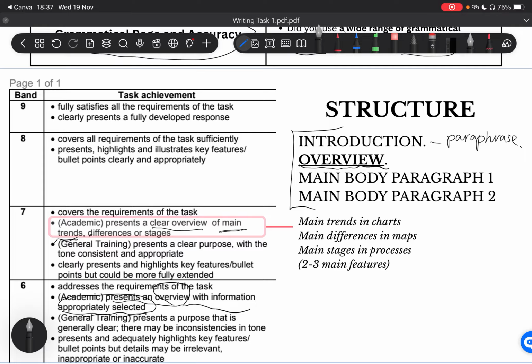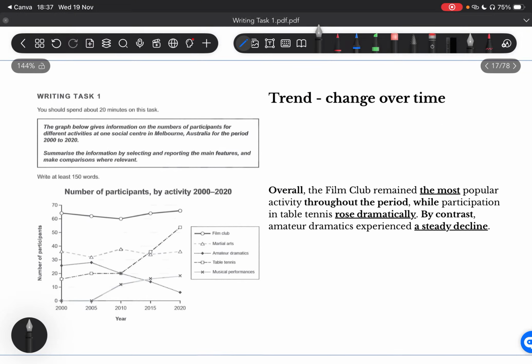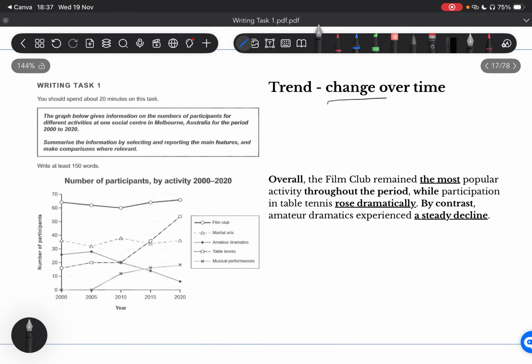So, and difference of stages. Well, for charts, we try to give the main trends. And what is a trend? A trend is a change over time in IELTS Writing Task 1.